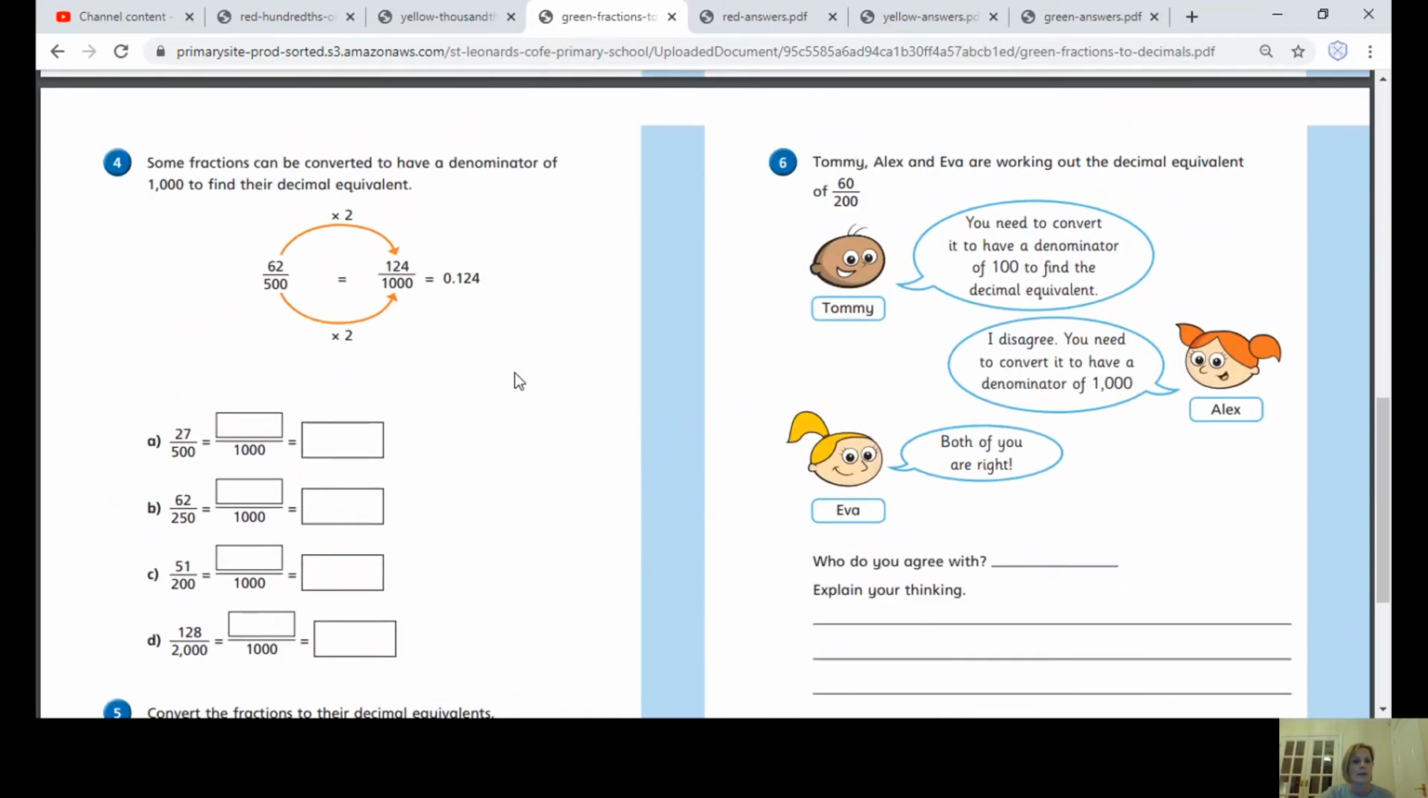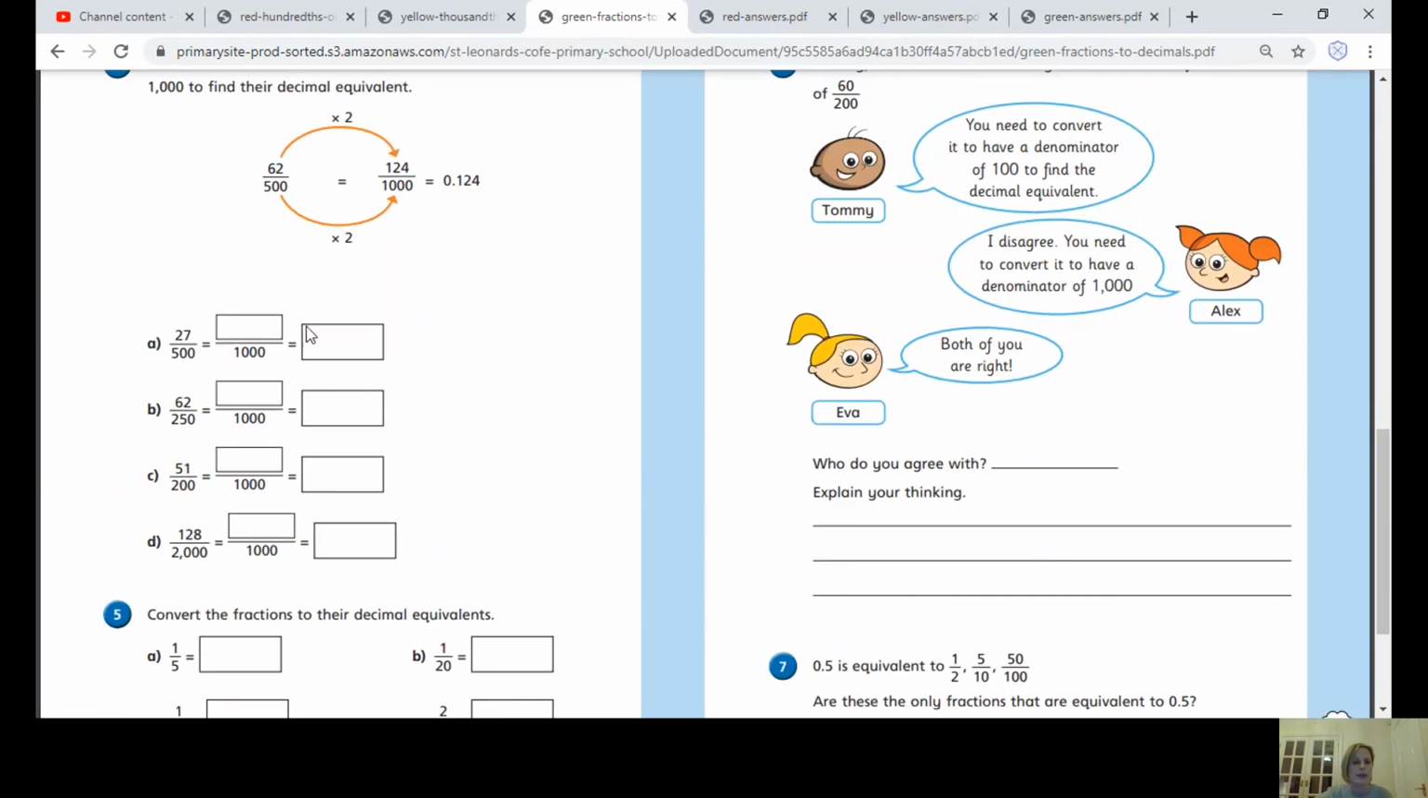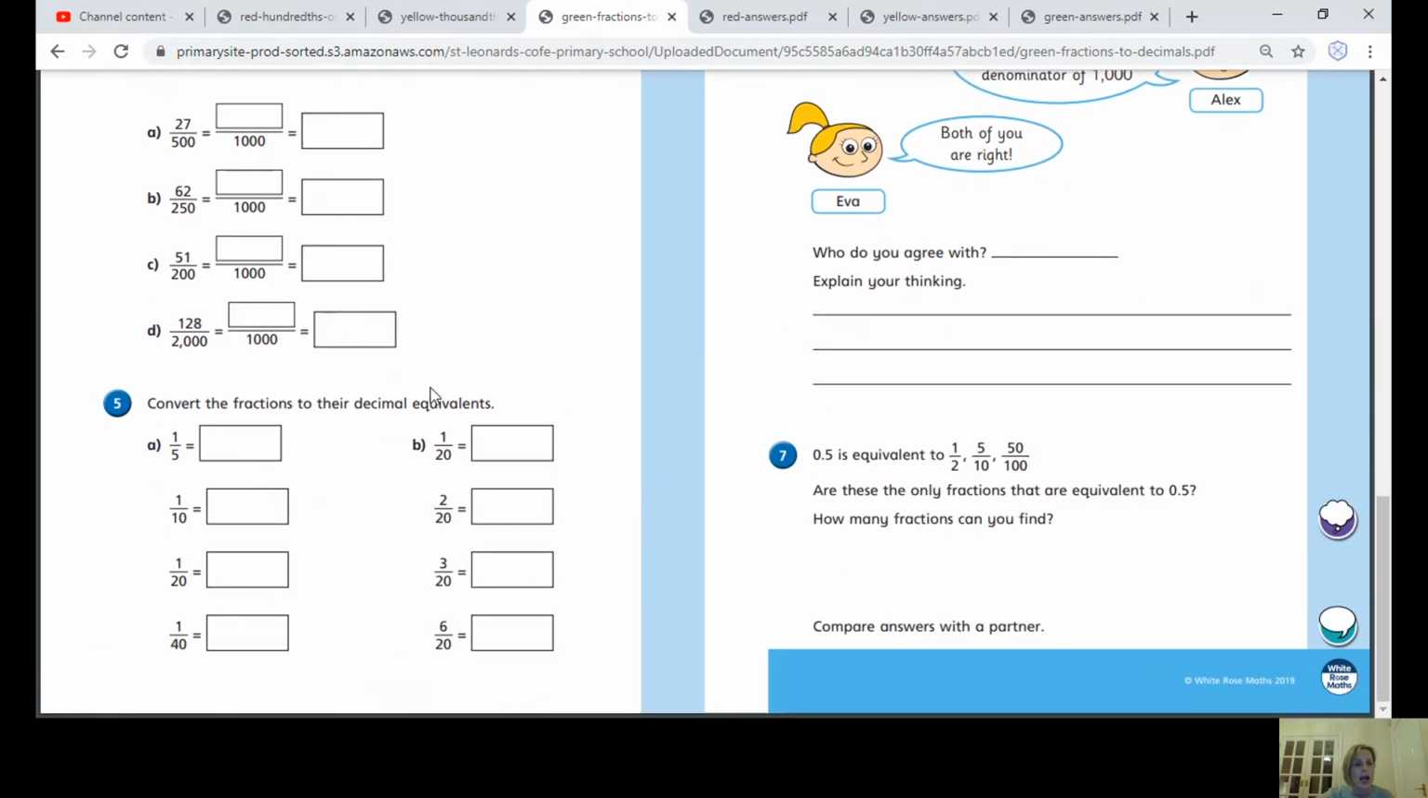Some can be converted to have a denominator of 1,000 to find their decimal equivalent. So again, it's just turning the denominator into 1,000th by multiplying by 2. And of course, if you've done it to the denominator, you need to do it to the numerator as well. And then don't forget, if you're looking at thousandths, and you've got 124 thousandths, the 4 sits in the thousandths column, the 2 sits in the hundredths column, and the 1 would sit in the tenths column, which you can clearly see here. Use that same method to convert these ones.